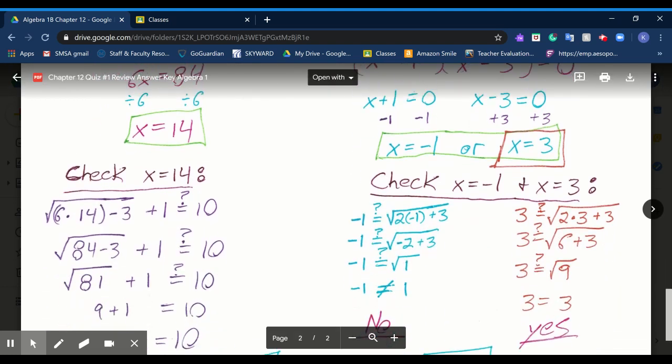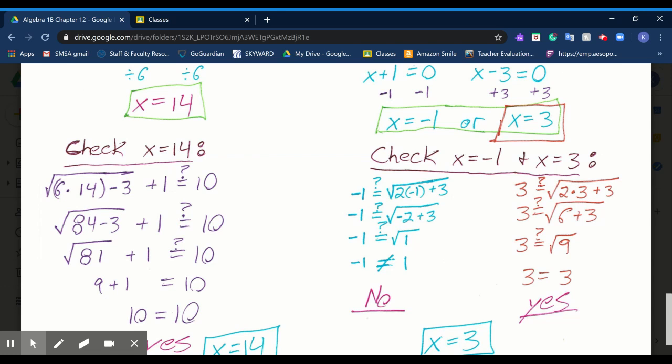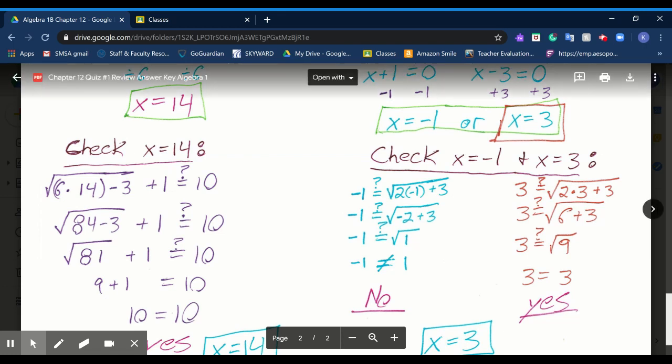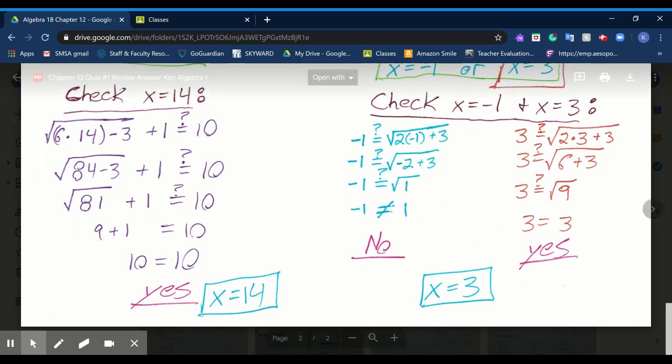So when we plug both of those back into the original, when we plug in the negative 1, we end up with a negative 1 does not equal 1. So no, that one is not a good answer. When we plug in the 3, we end up with 3 equals 3. So yes, our only answer to that problem would be x equals 3.